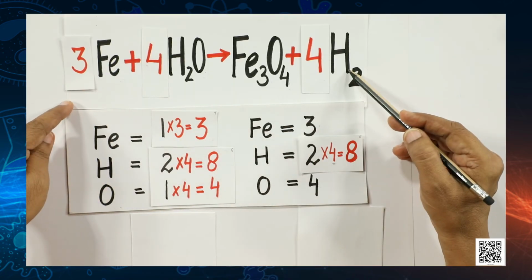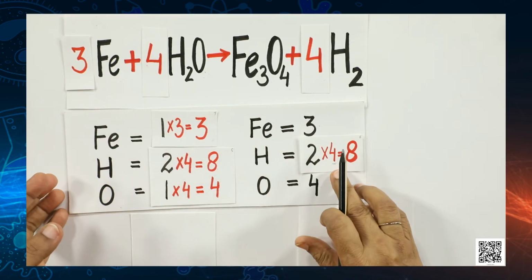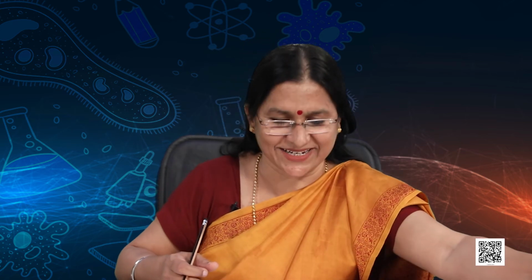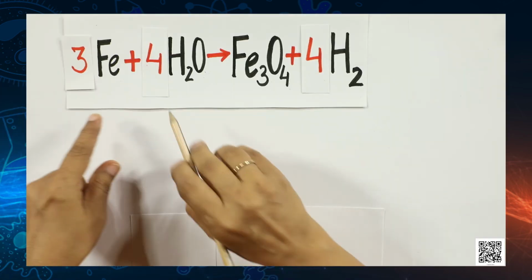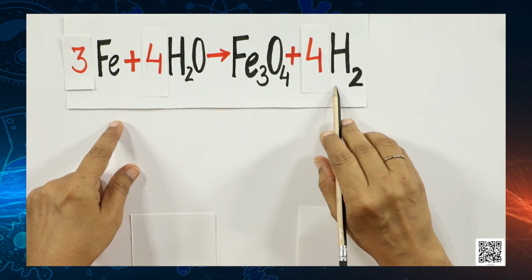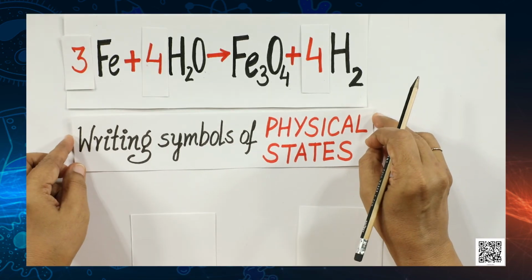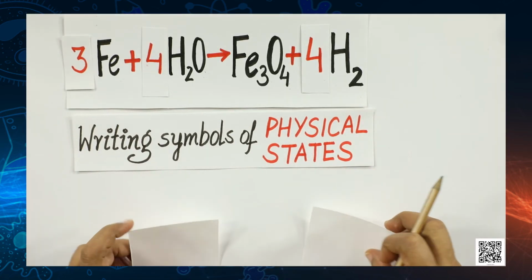But students, can you tell me by looking at this equation what is the physical state of iron, water, iron oxide or hydrogen? It is going to be a difficult task. So, there is one more step we need to learn, that is to mention physical states in brackets just after the elements which are written in the equation. So, here is the balanced chemical equation we have just done. Okay. So, writing of physical states in the form of symbols will make it more informative.